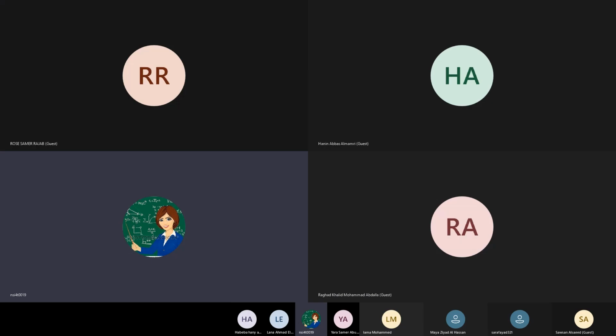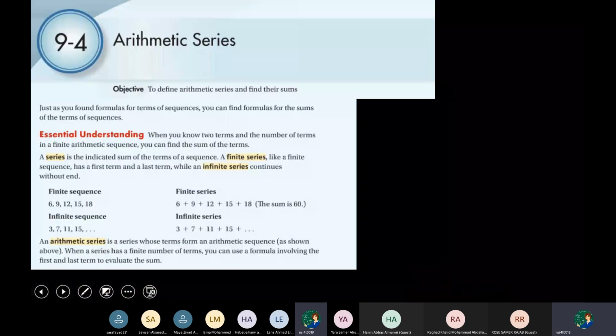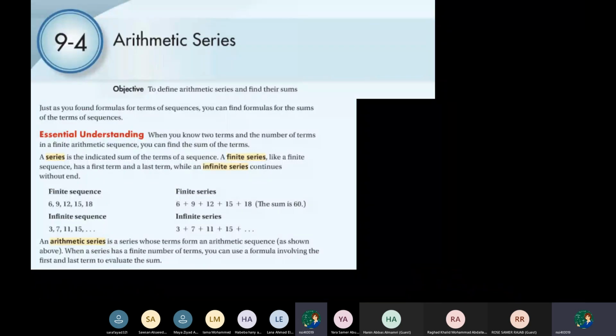Now, let's start our lesson today, Chapter 9, Lesson 4, which is talking about arithmetic series. Before we start, I have to know the difference between sequence and series. We know the arithmetic sequence from before. What about the arithmetic series?